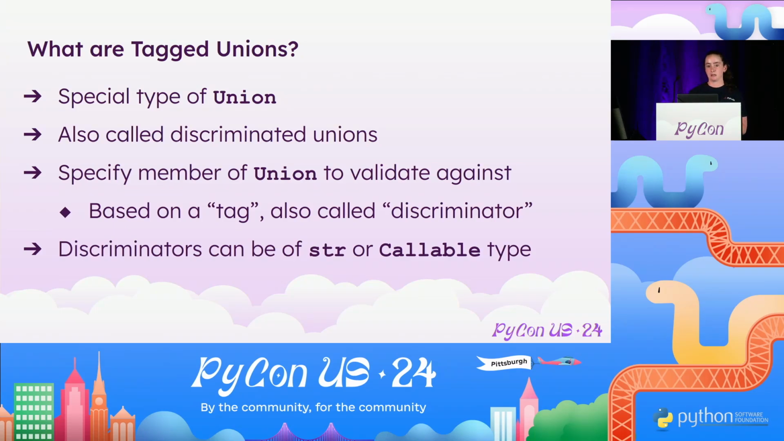So tagged unions are a special type of union. A union is just a type where you're saying, this thing could be either type X or type Y. You can have an unlimited number. And when you're using a tagged union, you specify a specific member of those union types to discriminate against. This will make a little bit more sense when we cover the example on the next slide. And you can either have a string type discriminator, so if you have one field in each of your models of the union, you can just use the name of that one field as the discriminator, or we can use a callable type if you need to do some more complex analysis there.